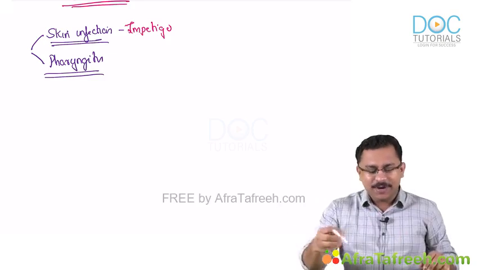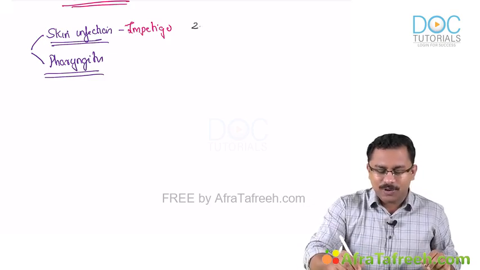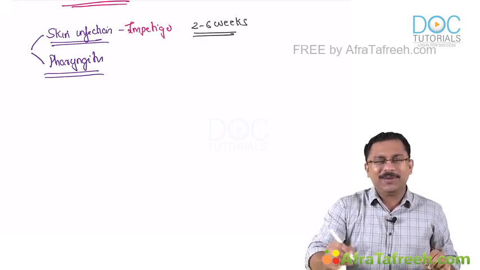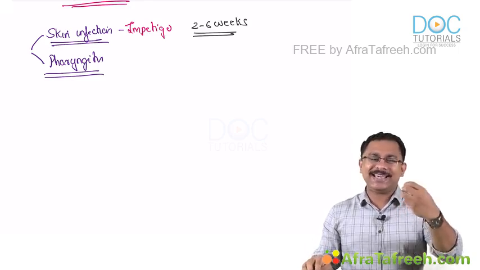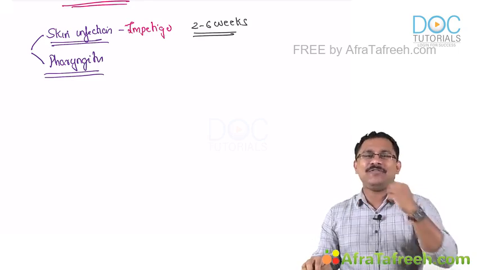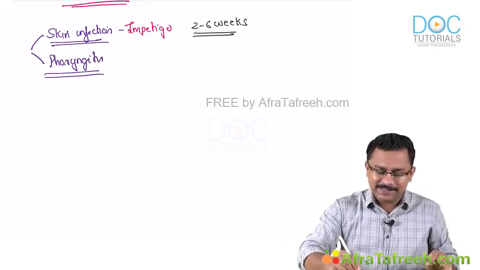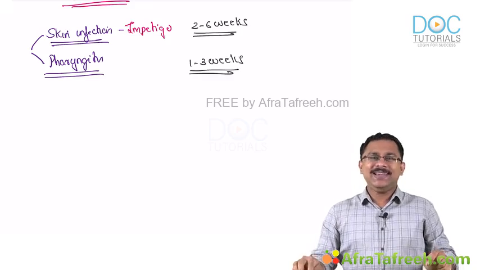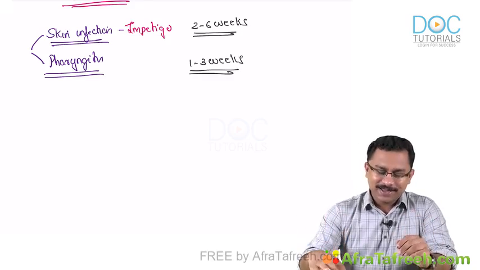So in case of skin infections, your lag period will be around 2 to 6 weeks. So it would take around 2 to 6 weeks from the streptococcal skin infection to the development of glomerulonephritis, whereas when it comes to pharyngitis, this is about 1 to 3 weeks. Very, very important. I hope that is clear.